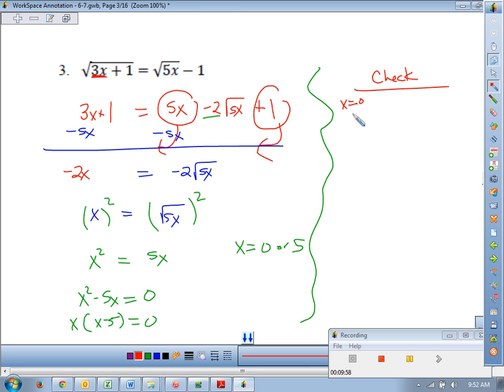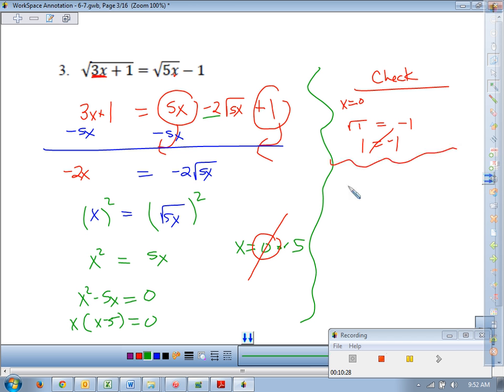0 plus 1, which is, so I got the square root of 1 equals, if I put a 0 in for x right here, you got the square root of 0, which is 0, right? Minus 1. Correct? And what is the square root of 1 over here? Does 1 equal negative 1? So cross out the equal sign, go over here, and say no 0. All right, that one didn't work. That's an extraneous answer. Now let's check x equals 5.